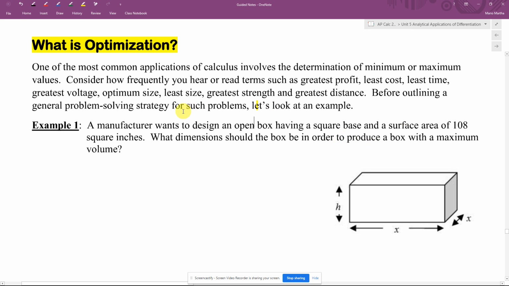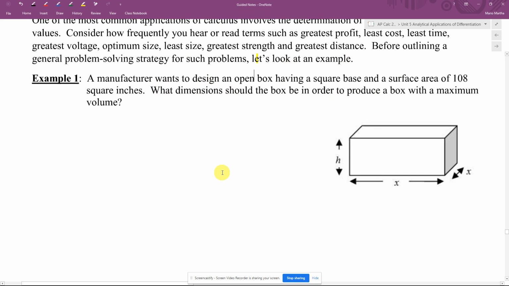Before outlining a general problem-solving strategy for such problems, let's look at an example for right now. A manufacturer wants to design an open box having a square base and a surface area of 108 square inches. What dimensions should the box be in order to produce a box with a maximum volume? They're giving us that the surface area has to be limited to 108. So that's a limiting equation. And then we want to find the maximum volume.